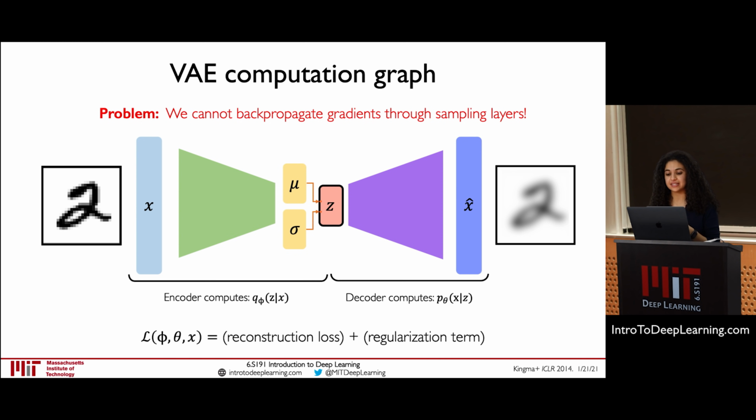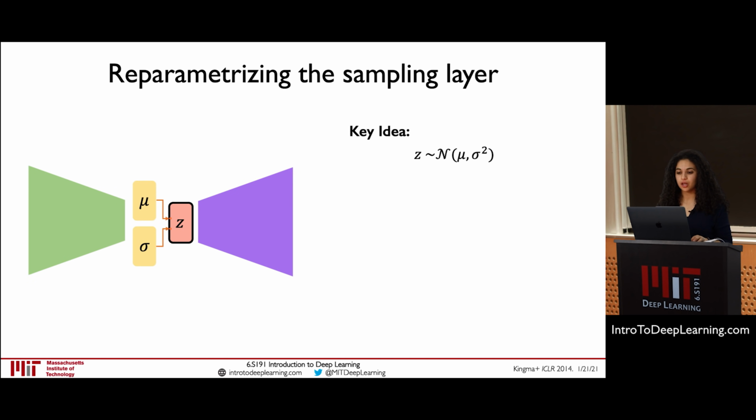And the key here is that because we've introduced this stochastic sampling layer, we now have a problem where we can't backpropagate gradients through a sampling layer that has this element of stochasticity. Backpropagation requires deterministic nodes, deterministic layers, for which we can iteratively apply the chain rule to optimize the loss via gradient descent. All right.